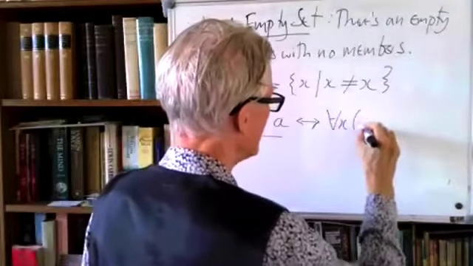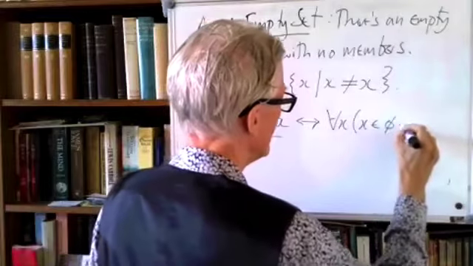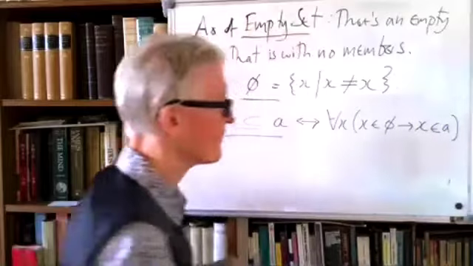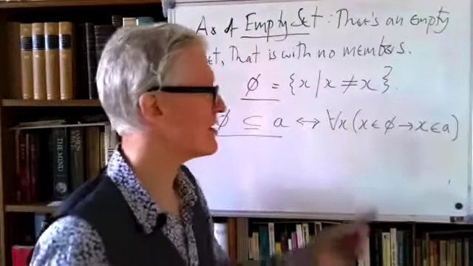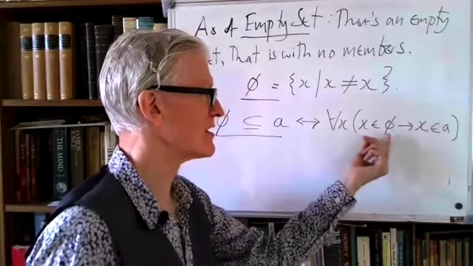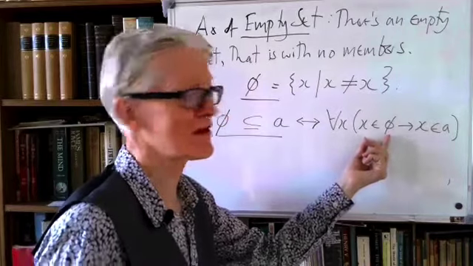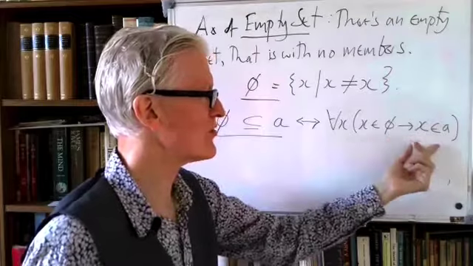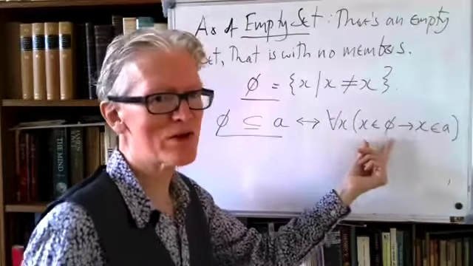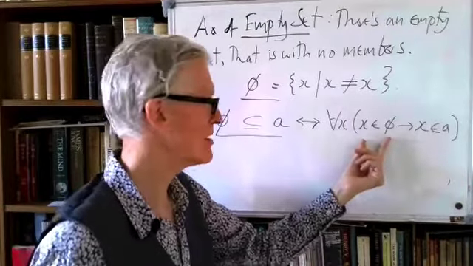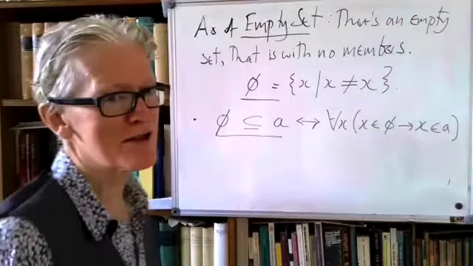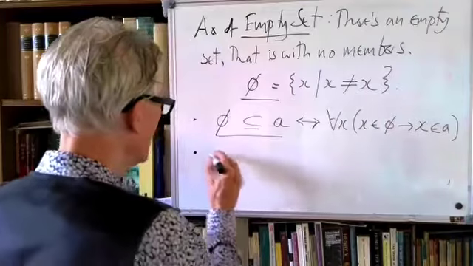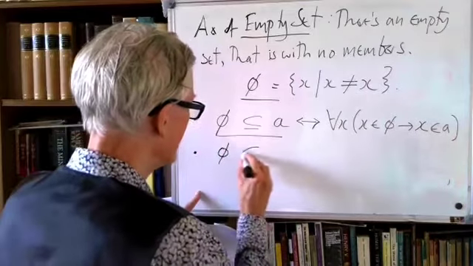It says for all x, if x is in the empty set, then x is in A. And that's simply true, because for any x, what I've got here is false, right? So this logical implication is always true, because this is always false. So the empty set is a subset of every set. So in particular, the empty set is a subset of itself.